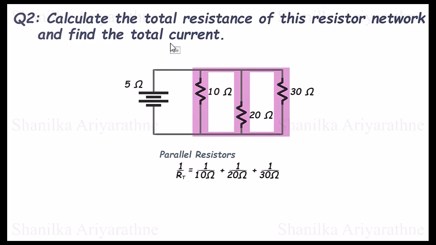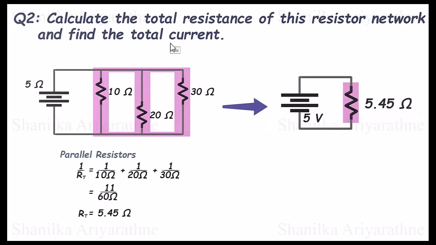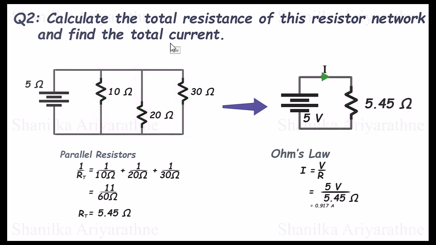It is a bit harder than earlier. We get the total resistance of 5.45 ohms. By finding total resistance, we can replace the 3 resistors by one resistor with 5.45 ohms resistance. Since we know the total resistance and the voltage, we can easily use the Ohm's law to calculate the current.